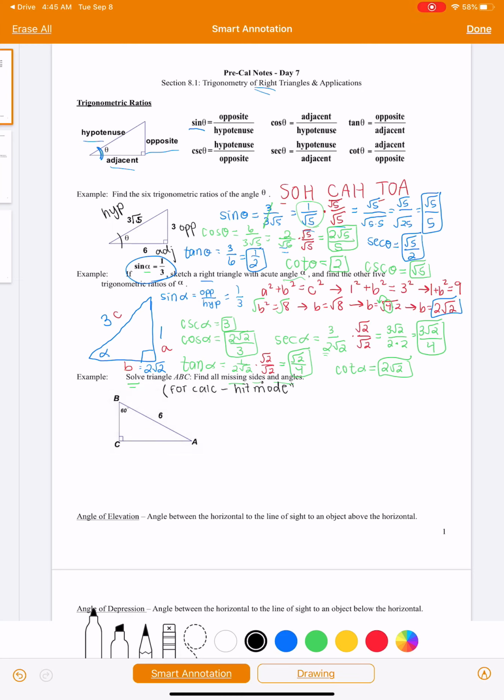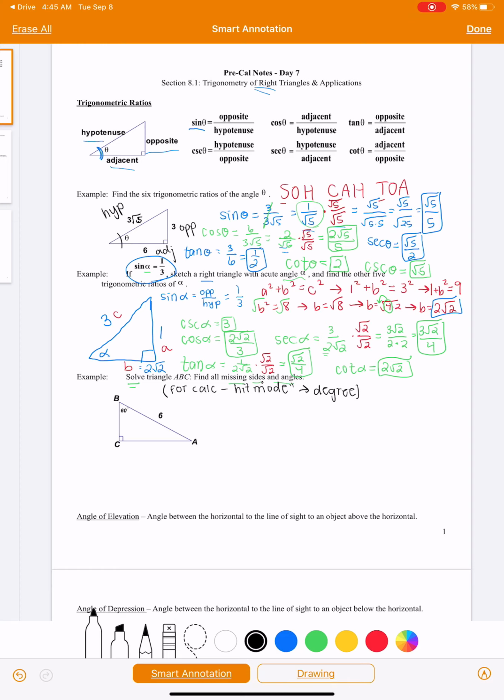So you're going to hit the mode button, scroll down a couple, and hit degree. So we need to make sure we're in degrees, not radians. Okay. So it is absolutely essential to do that at this point if we're going to be able to find all of the other side lengths and angles.